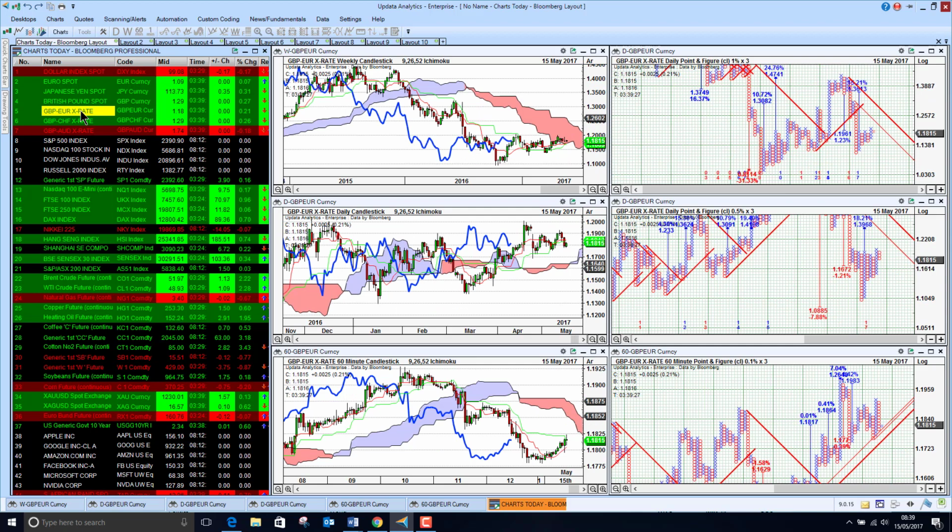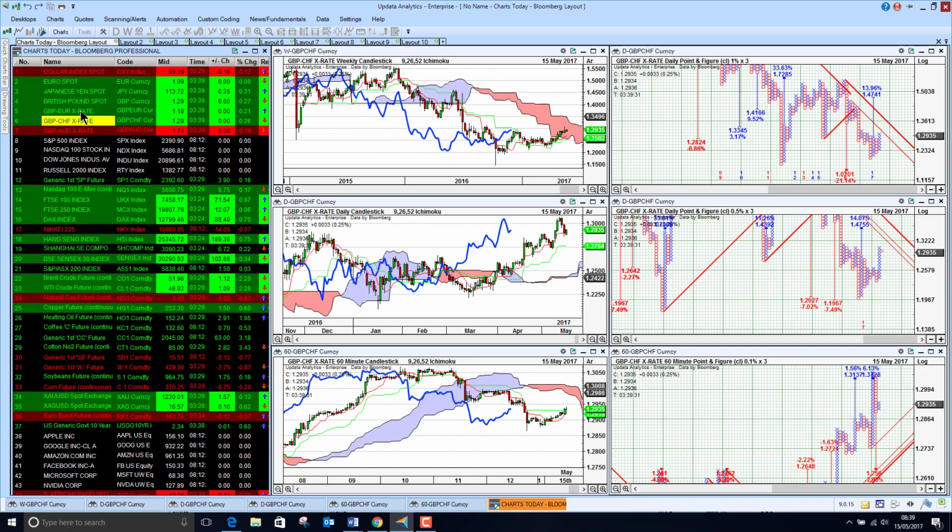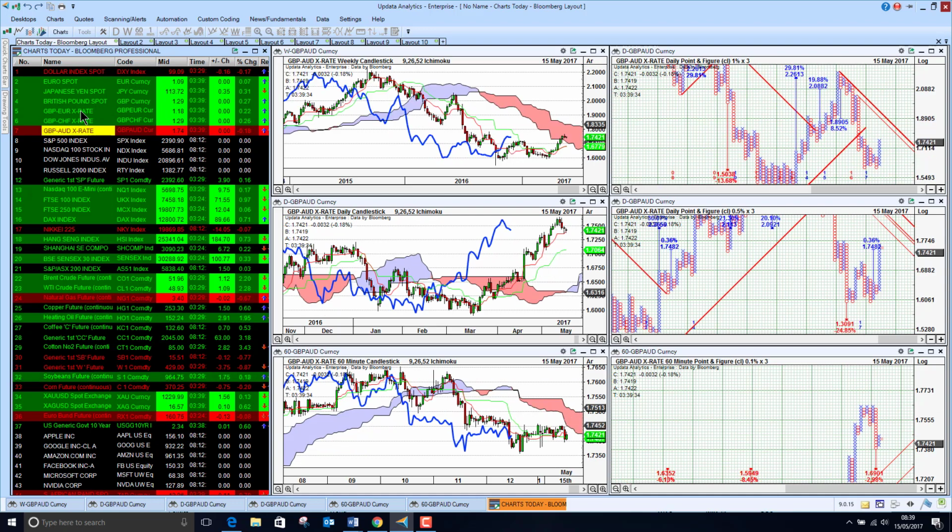Sterling against the euro, the euro has the upper hand at the moment, and against the Swiss franc, we just see we're below the cloud in the short term, and against the Australian dollar, we're falling away as well.